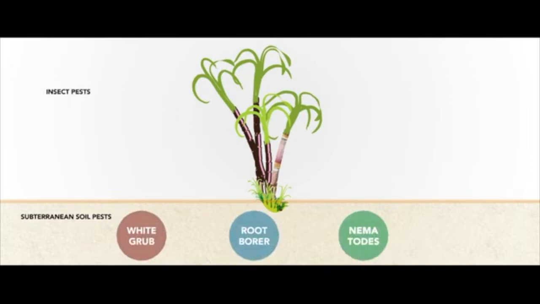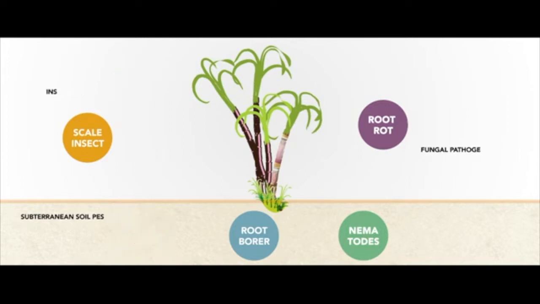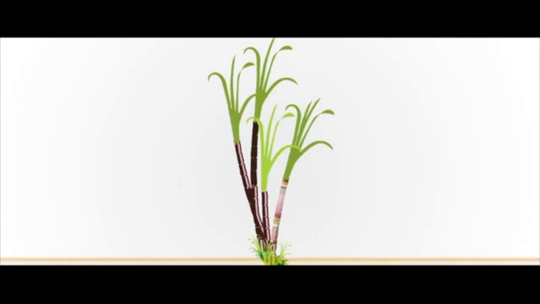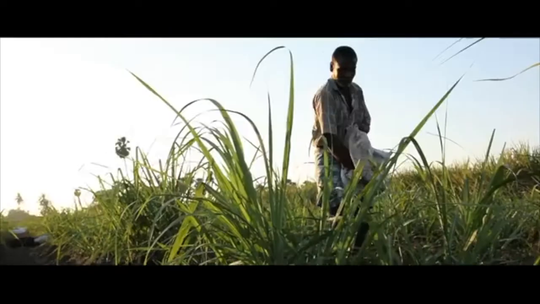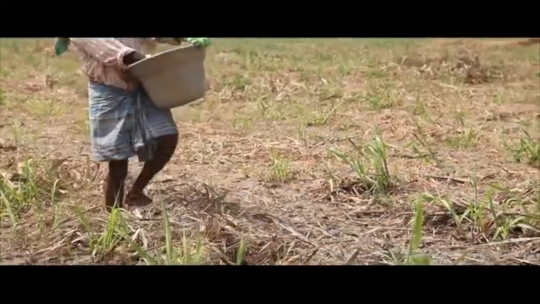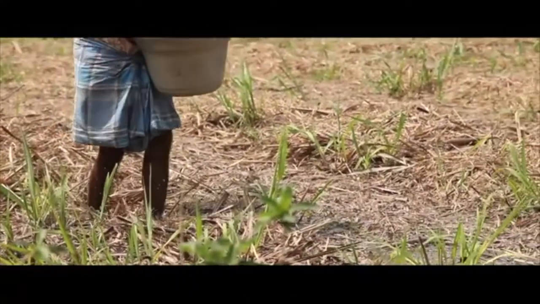Insect pests like mealybug and scale insect and fungal pathogens like root rot weaken the plant and root system, paving the way for wilt infection. Elimination of these biotic and abiotic stress factors reduce wilt incidence. Wilt can be effectively managed by using healthy sets, crop rotation with paddy, and by application of organic manure in order to increase the antagonistic flora that can suppress the wilt pathogen present in the soil.